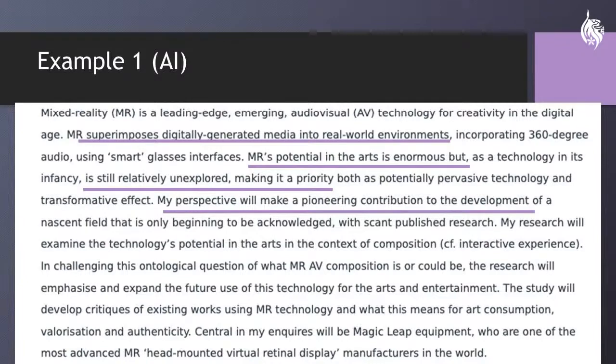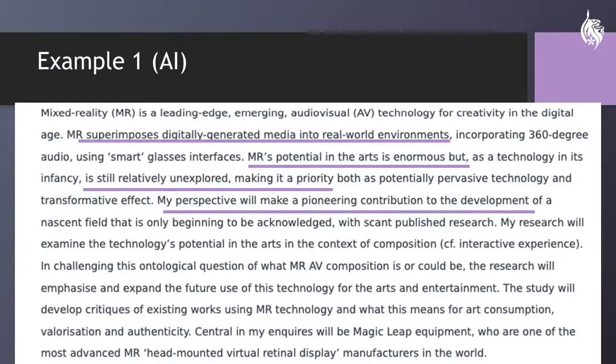And then we get to the very essence of it. Mixed reality superimposes digitally generated media into real-world environments. Mixed reality's potential in the arts is enormous, but as a technology in its infancy, it's still relatively unexplored, making it a priority. So the first thing here is that the applicant is identifying with the reader that this is an untapped area. There hasn't been any research in this particular area, and then follows it up with, my perspective will make a pioneering contribution to the development of a nascent field, which is only beginning to be acknowledged with scant published research. So you can see there in the first 3 sentences, we've already conveyed where this applicant is going to position their work.